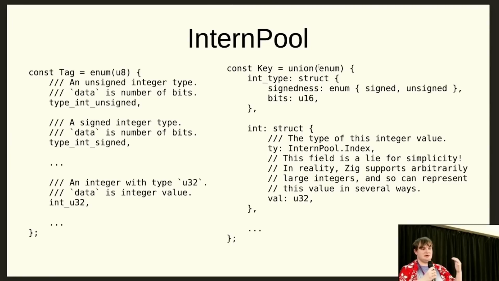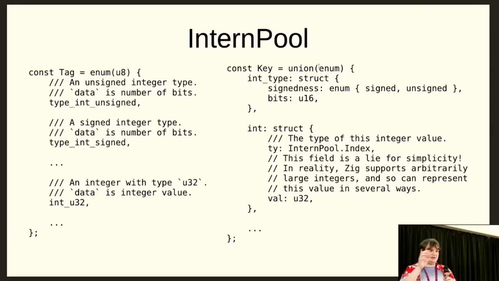So this is what that looks like. On the left here, we have the tag, which is a property of the internal implementation and the way we store the data long term. We still have these 8-bit tags. A few examples are on here. We have a tag for an unsigned integer type, one for a signed integer type. We have one for an integer value, which has the type U32. We have a bunch of these. These are just a few examples, though.